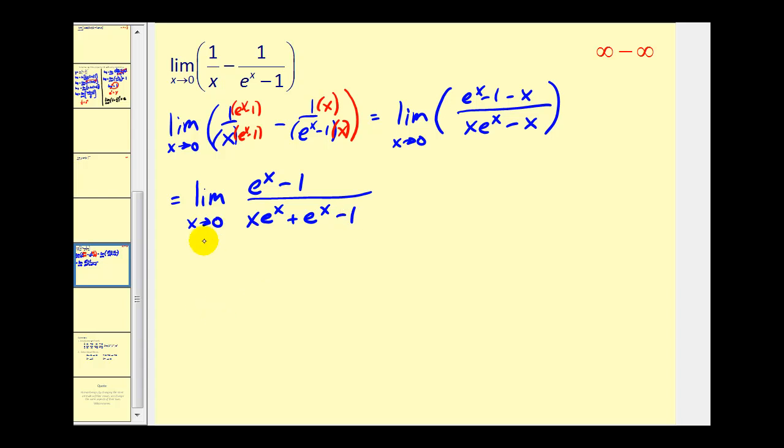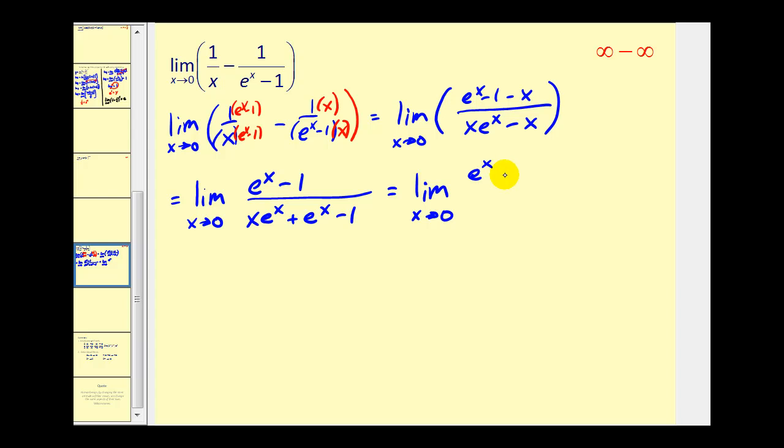Now if we try to perform substitution in this form, we'd have 1 minus 1, that would be 0 in the numerator, and then in our denominator we would have 0 plus 1 minus 1, which is still 0. So this limit is still in the indeterminate form of 0 over 0, but remember we can apply L'Hopital's rule more than once. So let's go ahead and find the derivatives again.